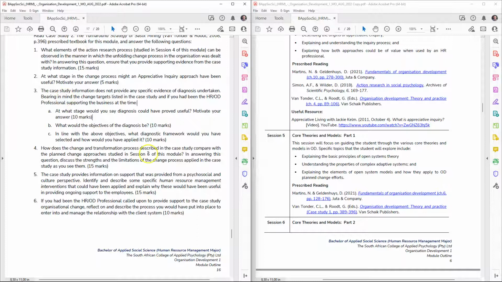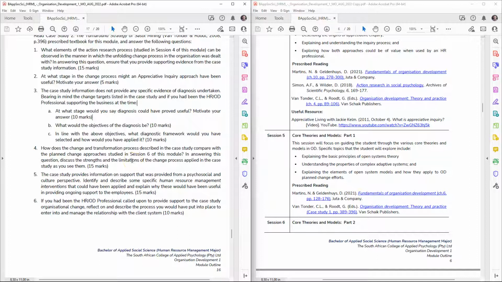So, in line with the above objectives, which is 3C, in line with the above objectives, what diagnostic framework would you have selected, and how would you have applied it? I gave you a very brief overview of that, but make sure that you answer it in a more sophisticated way, perhaps, than what I have ad-libbed around that here.